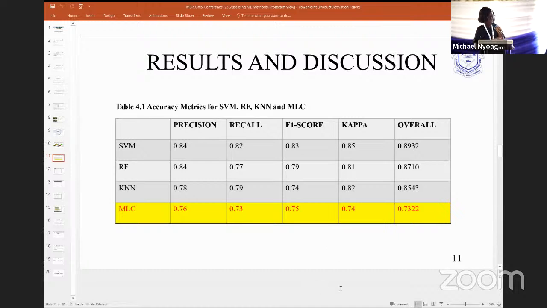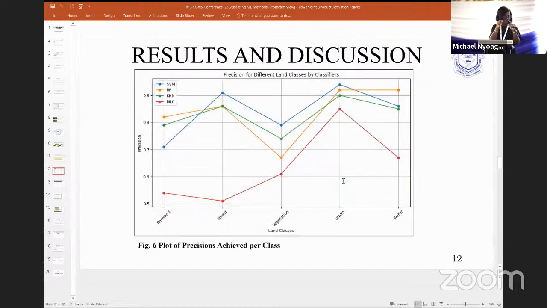The interesting part is what is on the next slide. That is, we also checked how each classifier performed for each of the land cover classes. So this is showing its precision. The precision of maximum likelihood when it was predicting for bare land, for forest, for vegetation, for urban, and then for water. Please let's move to the next slide, figure 7.